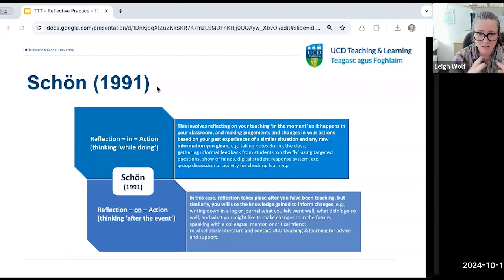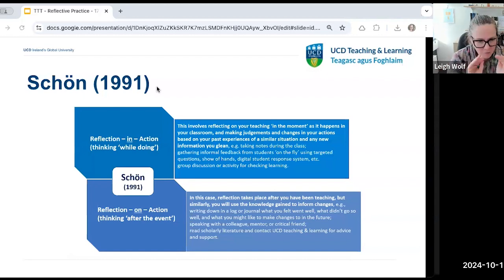So say you're giving a lecture and you're thinking at the moment. You may be taking quick notes during class. You might be asking students for feedback on the fly using a show of hands or something like Poll Everywhere, and checking in on students in the moment.